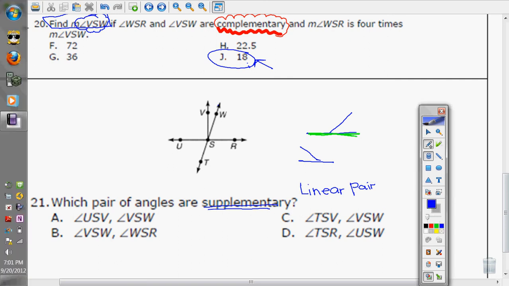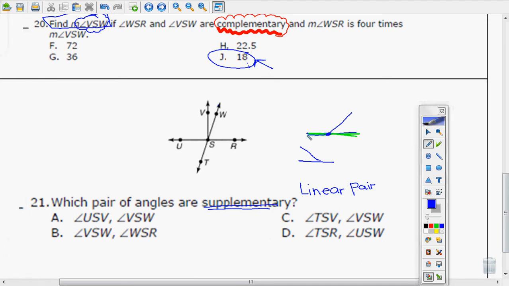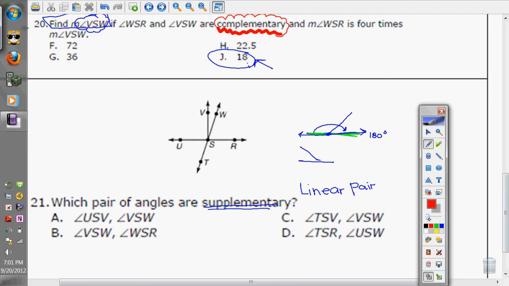We're almost done. We are now looking at problem number 21, and we are asked to identify which pair of angles are supplementary. Hopefully you remember from our short review that a linear pair is a perfect example of supplementary angles because the opposite rays that they're both attached to happen to form a straight angle, and they are both pieces of that. So together they equal 180, also known as supplementary. So we're going to start looking at our answer choices and see what angles here fall into that category.